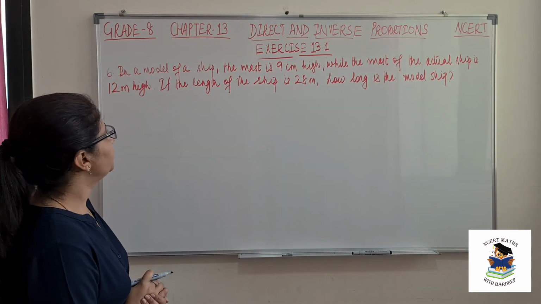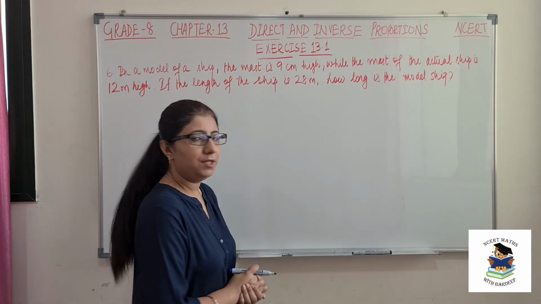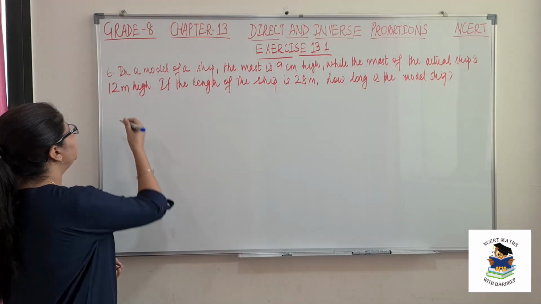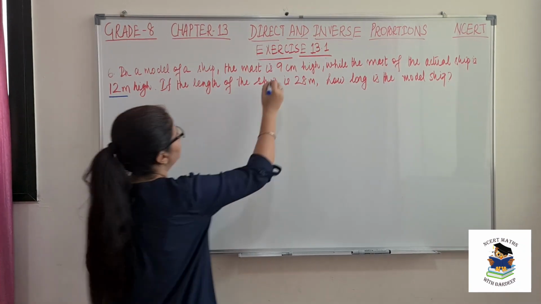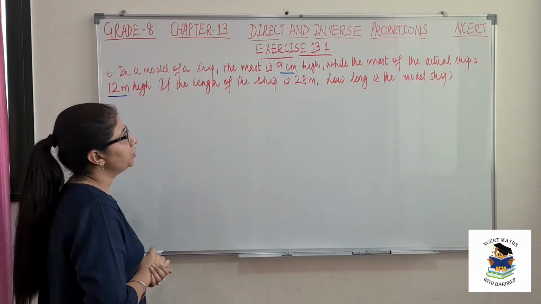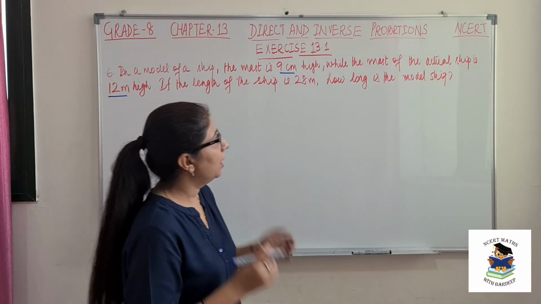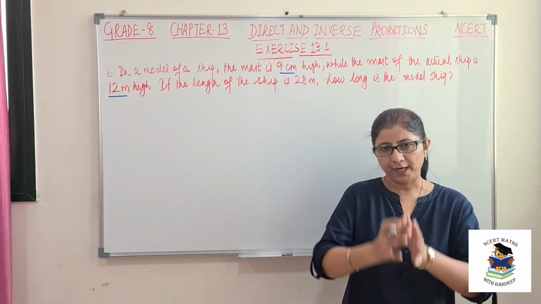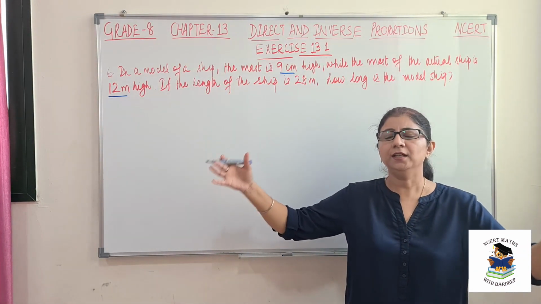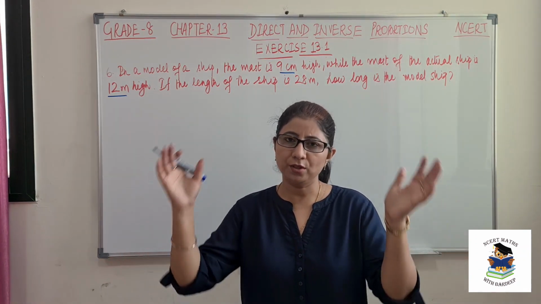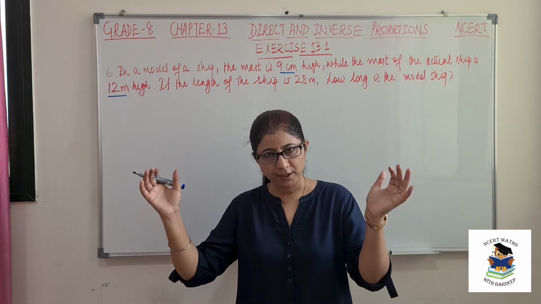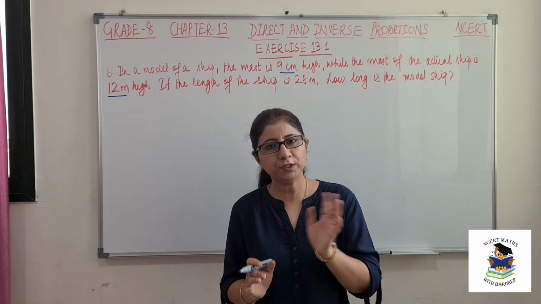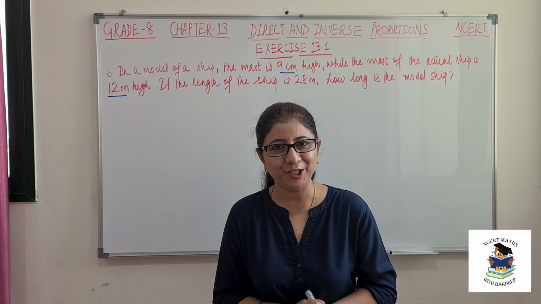In a model of a ship, the mast is 9 centimeter high while the mast of the actual ship is 12 meters high. If the length of the ship is 28 meters, how long is the model ship? Since we already know that we have a model for a big thing, whatever are the dimensions of the big ship, that will be converted accordingly for the model. So here both data is always in direct proportion.